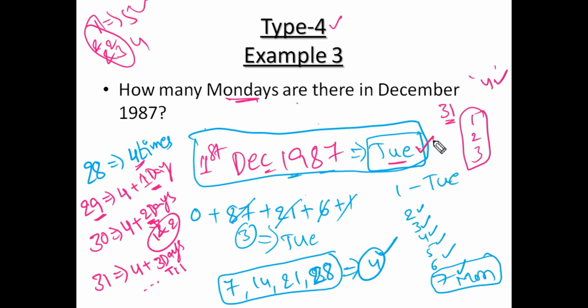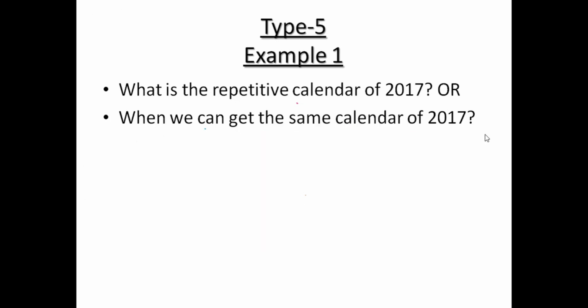How many Tuesdays? 5. How many Wednesdays? 5. How many Thursdays? 5. But how many Fridays? 4 only. How many Sundays? 4. How many Mondays? 4. Right.